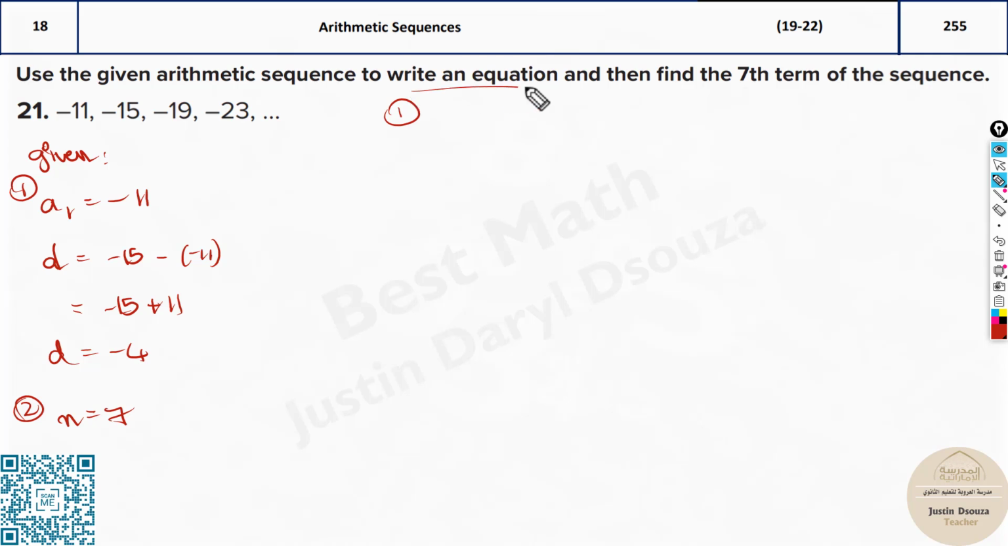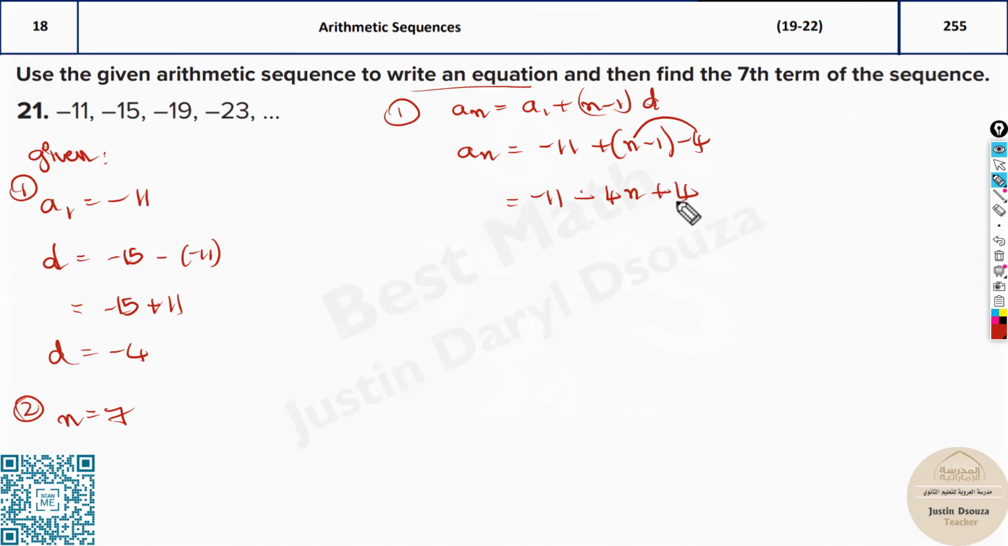First, writing an equation, that is an equals a1 plus n minus 1 times d. Remember, the brackets are very important because this is multiplied inside both the terms. And now an will be equal to negative 11 plus n minus 1 times d, which is negative 4. It'll be minus 4n plus 4. We'll have minus 4n minus 7. Minus 11 plus 4 is minus 7. So that is the an equation.